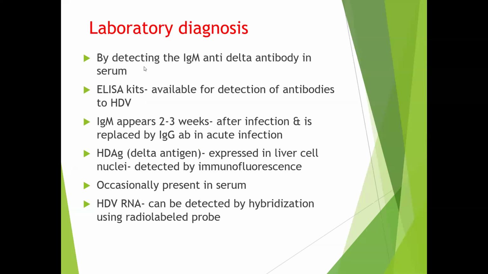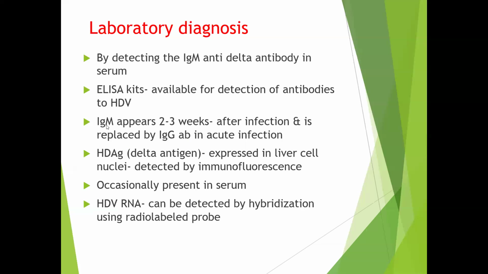Laboratory diagnosis. The laboratory diagnosis is done by detecting IgM anti-delta antibody in the serum of the infected person. For this, we can use ELISA kits. ELISA kits are available for detection of antibodies to HDV.